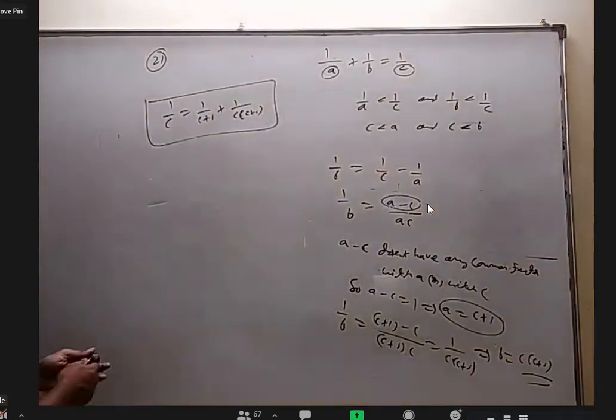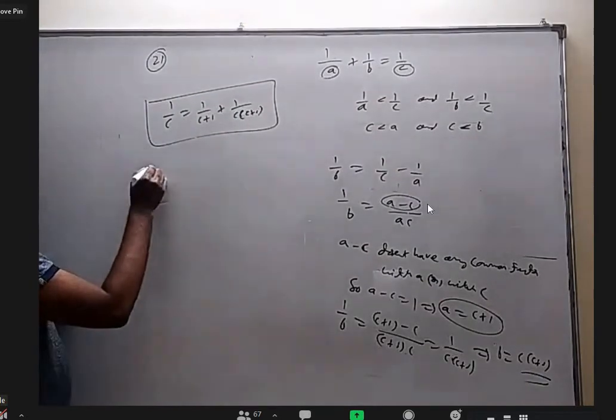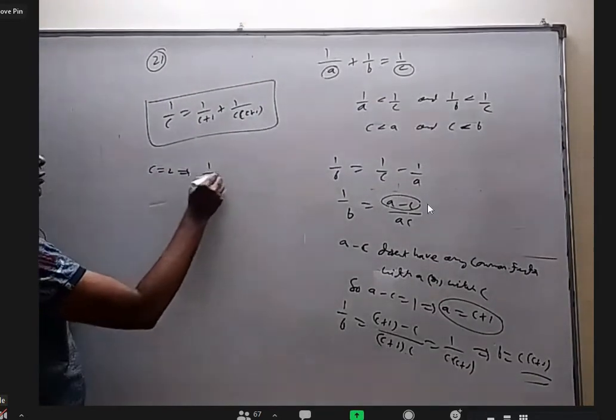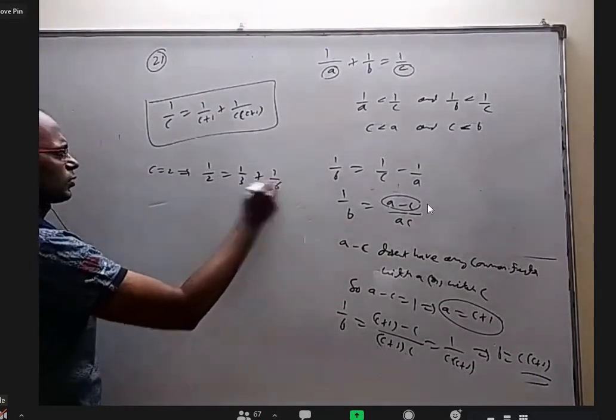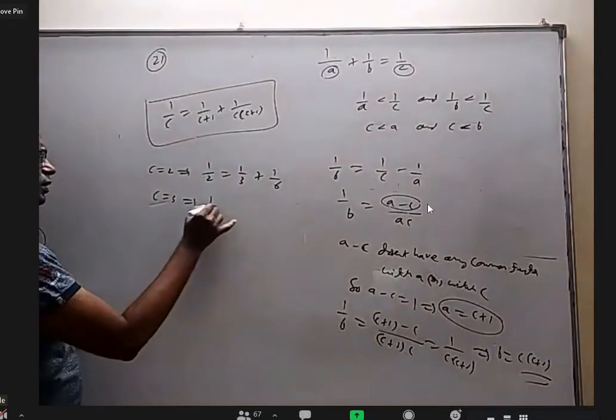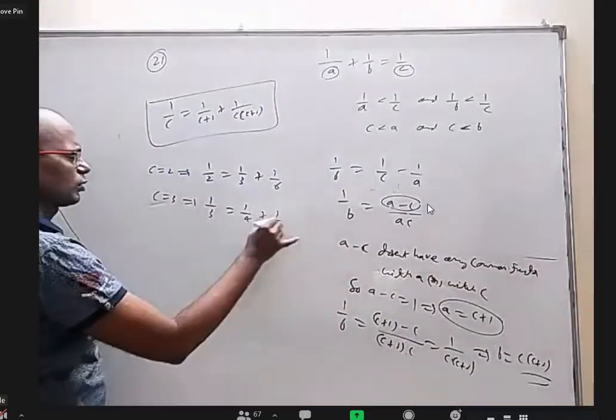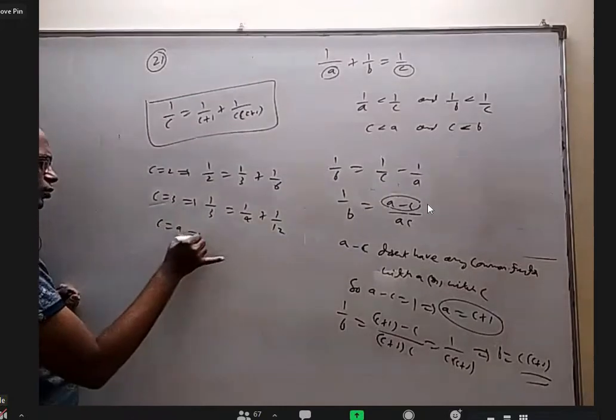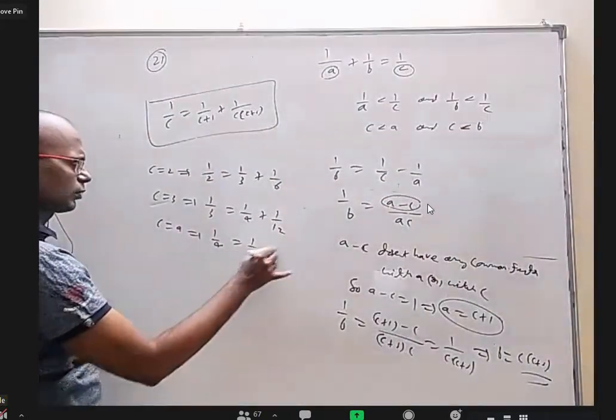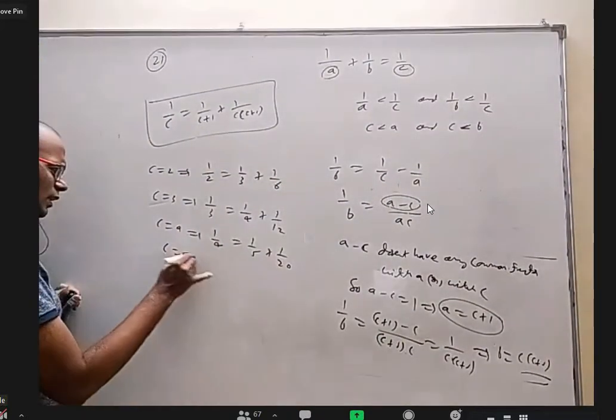Okay, so now you simply take C equal to 2. What happens? When you take C equal to 2, you'll get 1 by 2 is equal to 1 by 3 plus 1 by 6. Take C equal to 3, you'll get 1 by 3 is equal to 1 by 4 plus 1 by 12. Take C equal to 4, you'll get 1 by 4 is equal to 1 by 5 plus 1 by 20. Take C equal to 5.